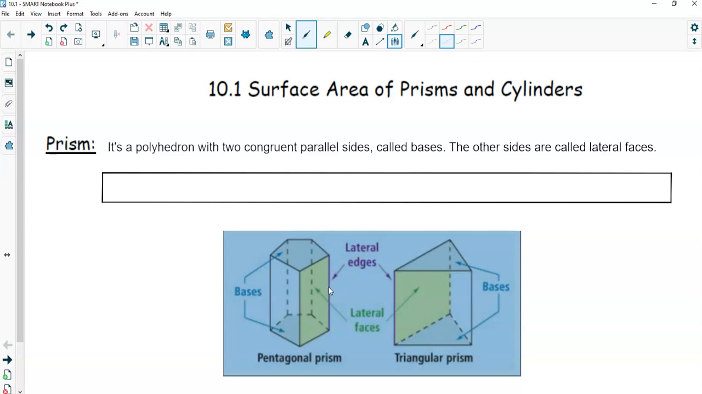The other is called the lateral edges. This is the lateral edge right over here, and this right here is the lateral face, okay? This is a triangular prism. Notice the triangles are the bases. All right, and then the rectangles, those are the lateral faces.